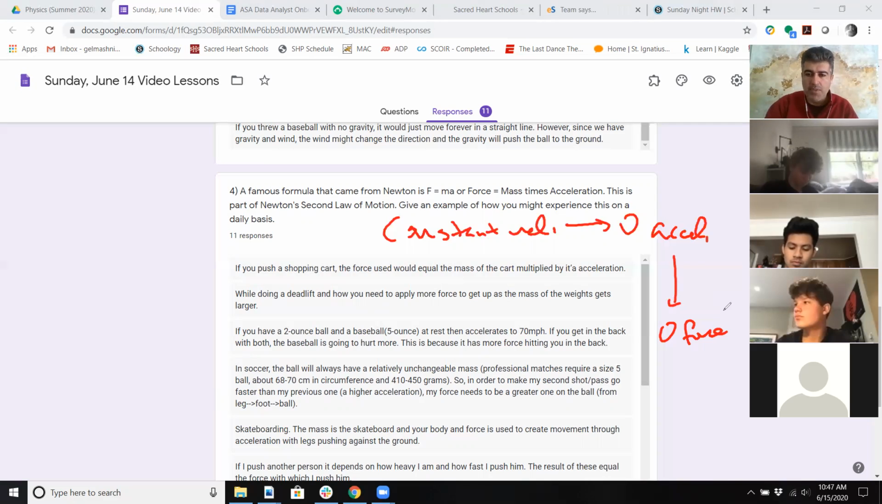Force involves acceleration. So if you have zero acceleration, if you have constant velocity, you'll have zero force. But if you push a shopping cart, let's say you're trying to race somebody and you start pushing it really fast, there's force there. Or if you deadlift, it's obviously motionless and you lift it up, great, that's force. Same thing.